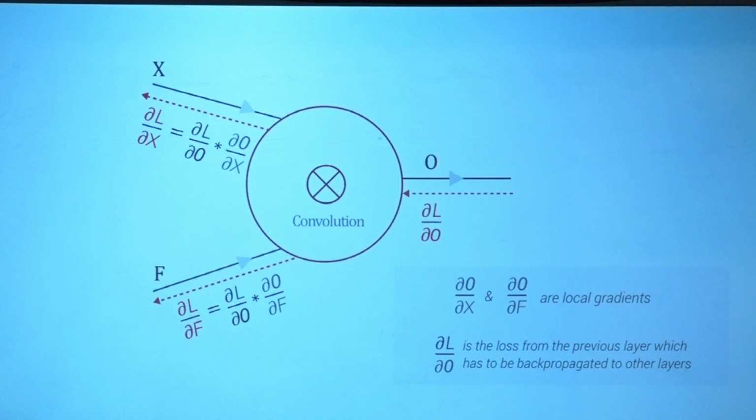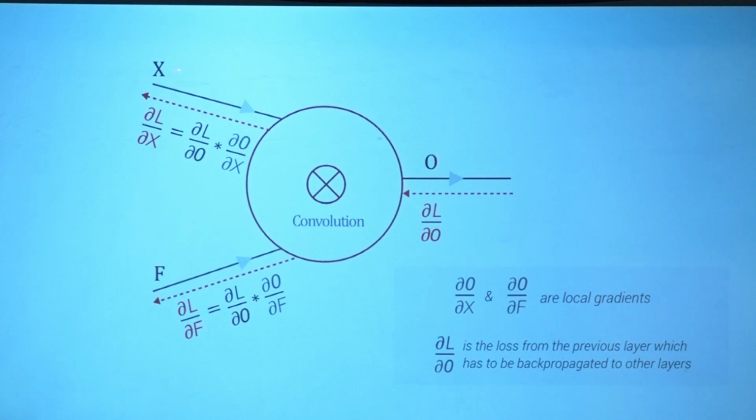Once this output is calculated, we'll do the loss calculation, and during the back propagation we start calculating the gradients ∂L/∂O, which is the loss to be back propagated for the next layers. Up to this point is clear. Same thing we have been discussing. Now coming to this one.